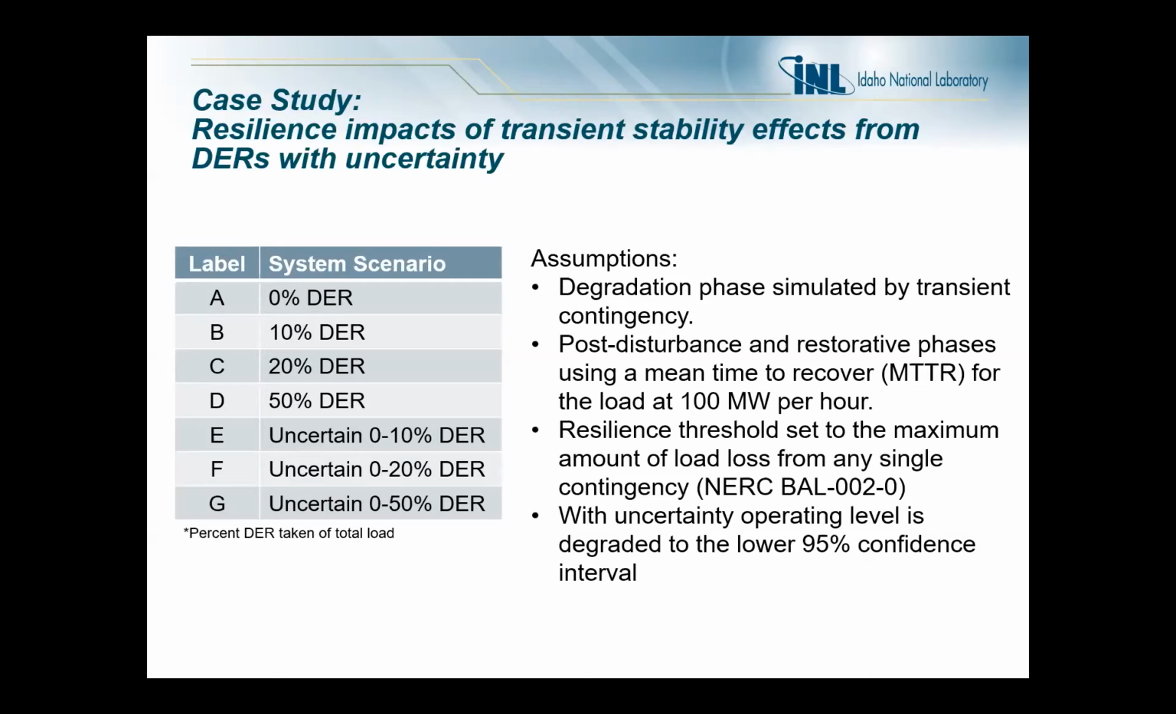And now for the resilience value and cost benefits, the operating level that was used to determine those values was the lower 95% confidence interval.